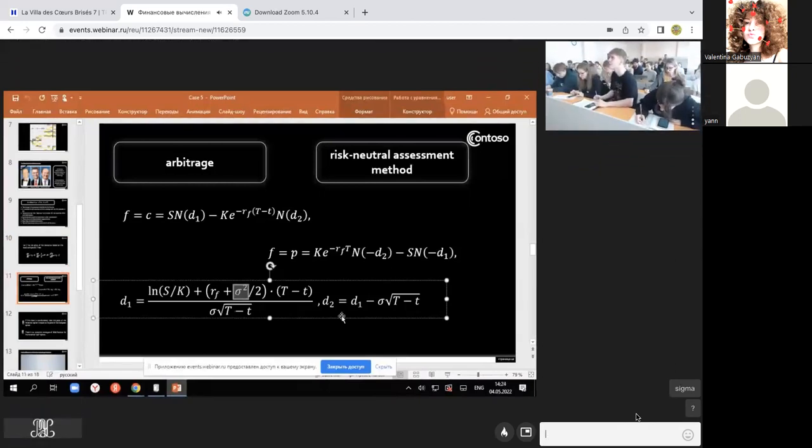Also, we have two assumptions to get these results. First of all, we are supposing that it's not possible to make arbitrage deals on our market, and we will also suppose we have the risk-neutral world. What does it mean? The first of it. Does it mean it's not possible to conduct arbitrage deals? Who can say what it means exactly?